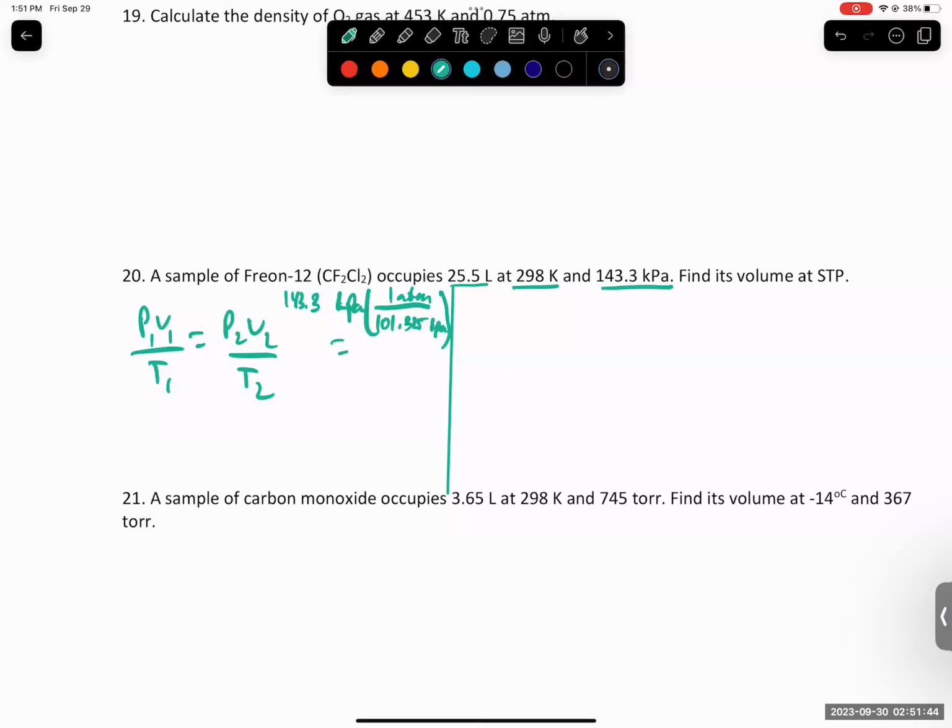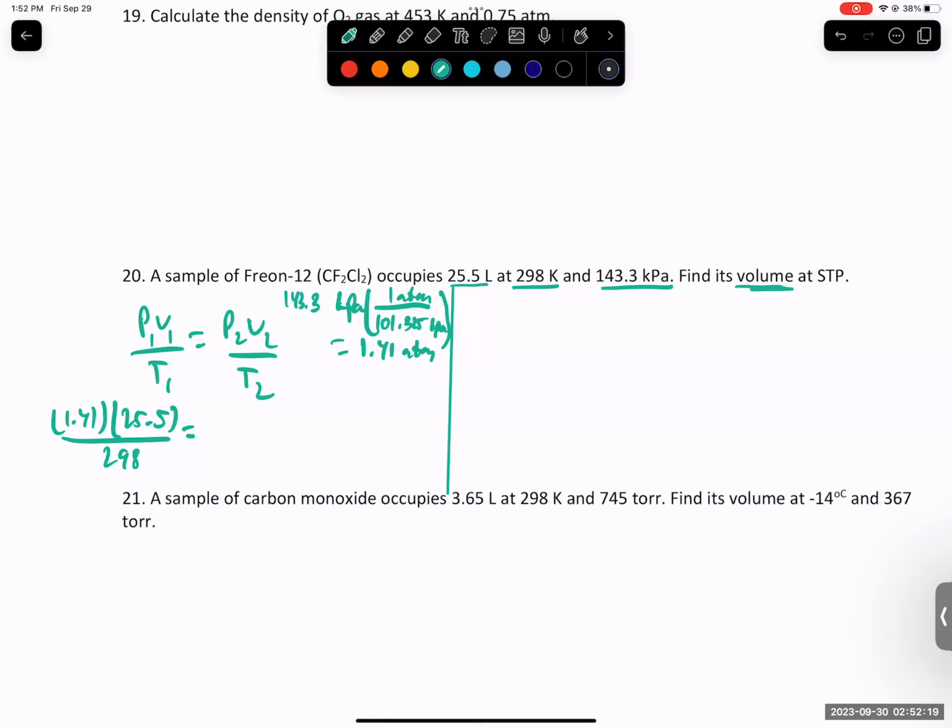So when we solve this out, you will get 143.3 divided by 101.325. Okay, I typed in 5. All right, you should get approximately 1.41 atmospheres. Now we can plug this in. So 1.41 is our initial pressure, 25.5 is our initial volume, 298 is our initial temperature, and we're solving for the volume here. So we're solving for V2 essentially.